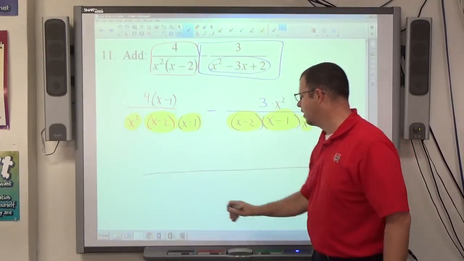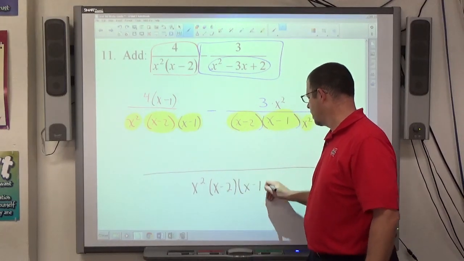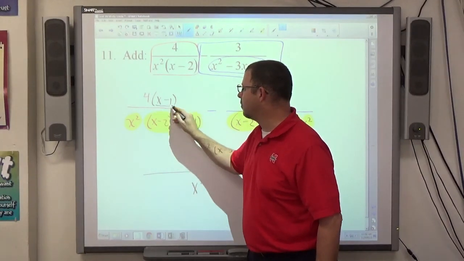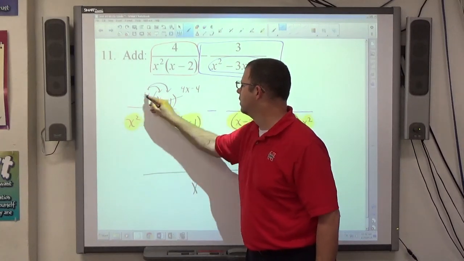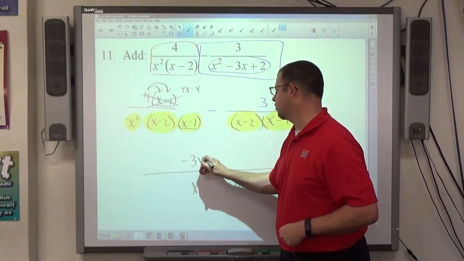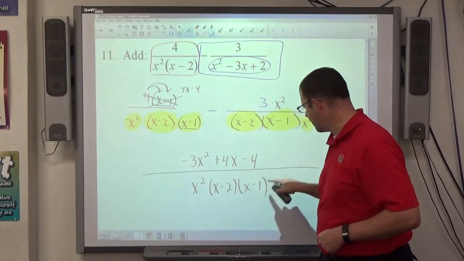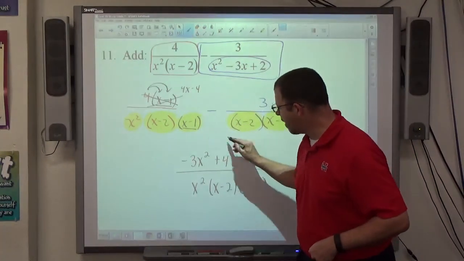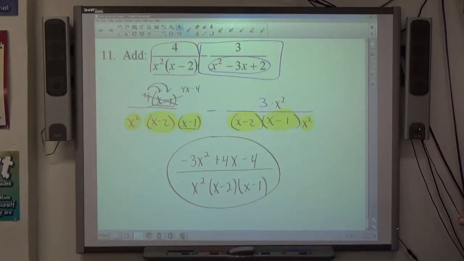So we've got one fraction, the denominator that matches is x squared times x minus 2 times x minus 1. Then we simplify as much as possible. Anytime you multiply by a binomial, you're multiplying in parentheses. So distributive property here, that gets me 4x minus 4 for the top. Subtracting 3x squared, I like descending order, so negative 3x squared first, positive 4x second, minus 4 last, all over my common denominator of x squared times x minus 2 times x minus 1. I'm looking for the top to be completely simplified. The bottom can stay in factored form. That would be the answer to that problem.